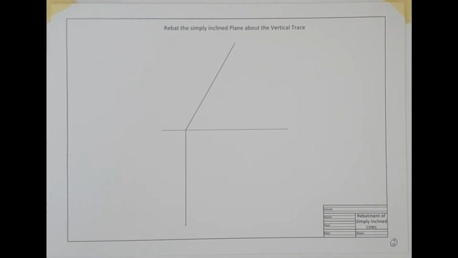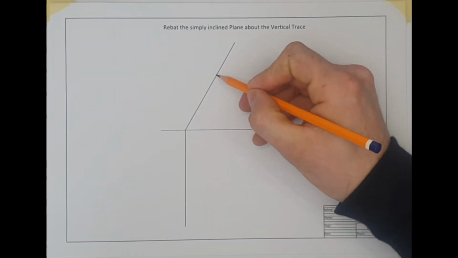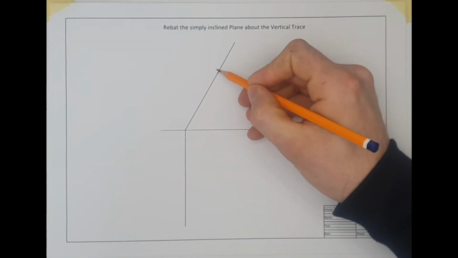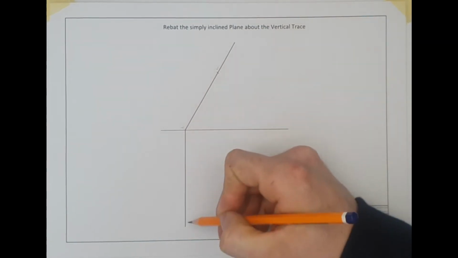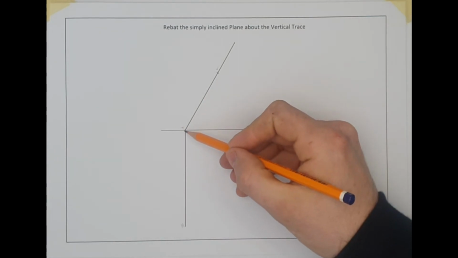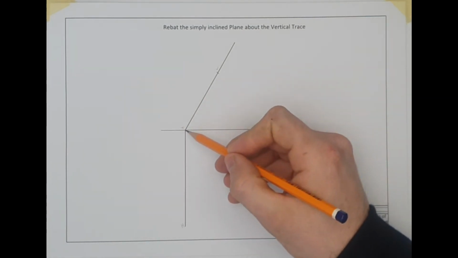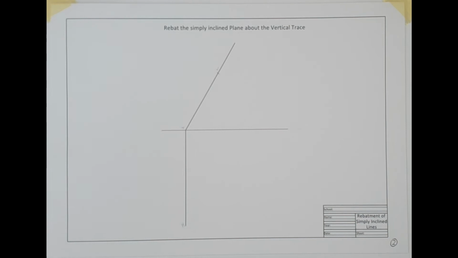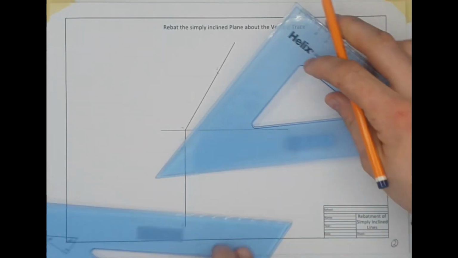Now, not a very nicely set up question. First thing I'm going to do actually is I'm going to just shorten this vertical trace down to here. So there's the VT and there's the HT up there. As I said a while ago, I'm not going to go over complicating this at all and using auxiliaries or anything like that, but we do know that the movement of all points on the plane is perpendicular to the hinge line. So we're going to rabat it about the vertical trace right now.